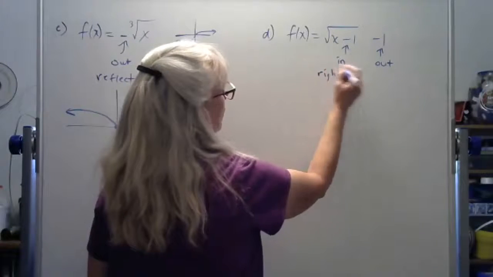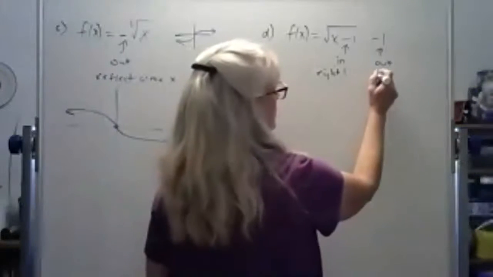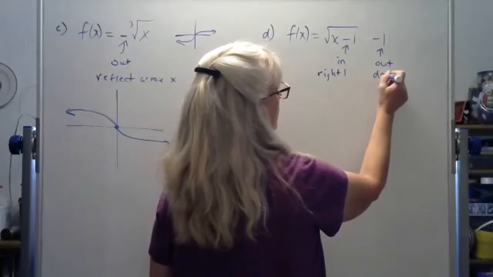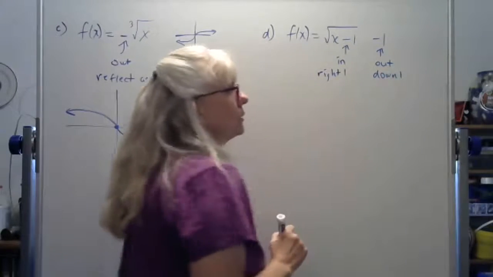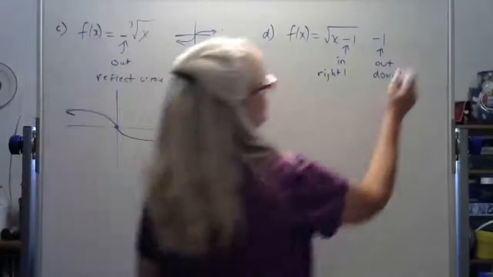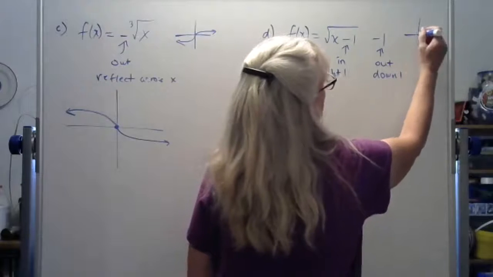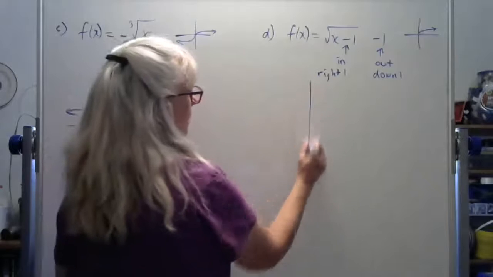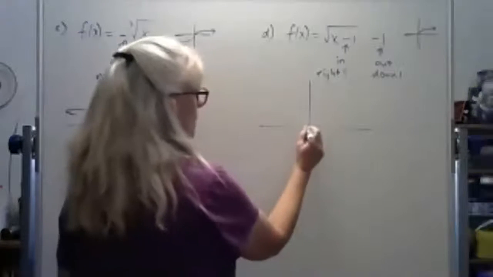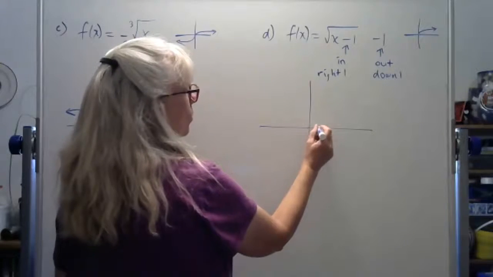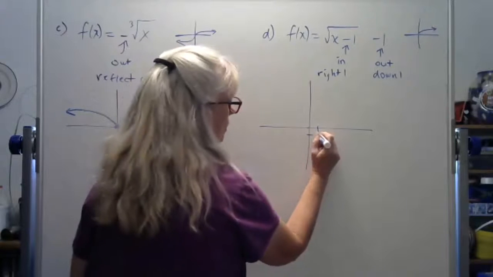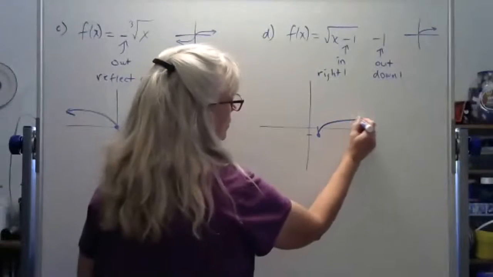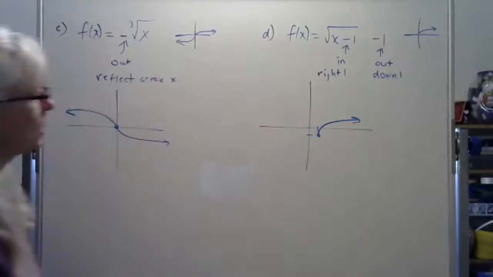And the other one's going to shift it down 1? And remember that the square root is the half a U to the side. So literally all we have to do is we have to take our point that was at the origin. We're going to go right 1, and then we're going to go down 1. And then we'll draw in the half a U shape. So it looks something like that.